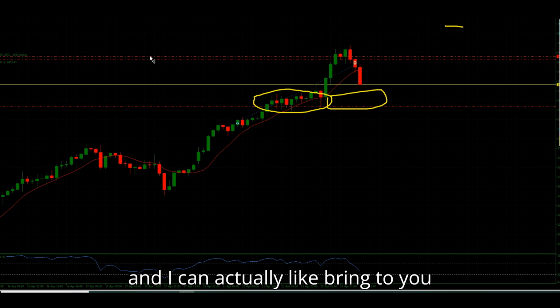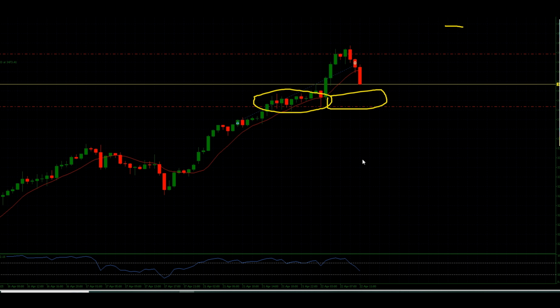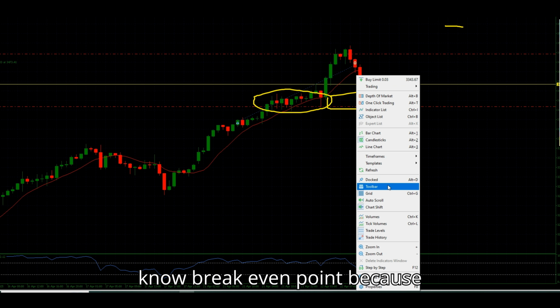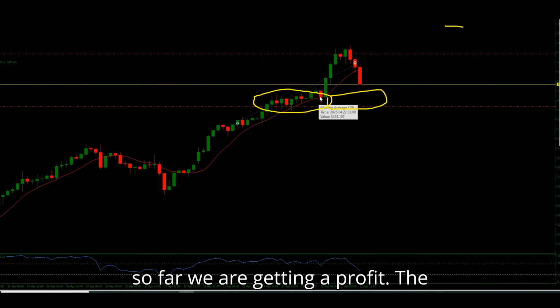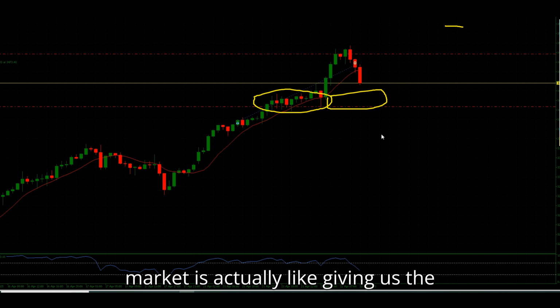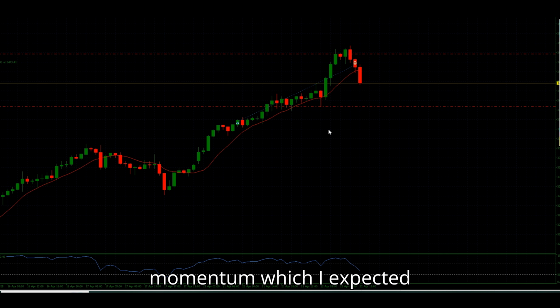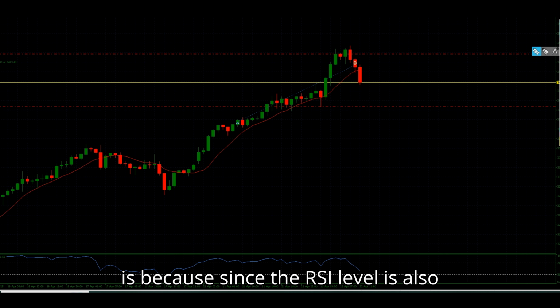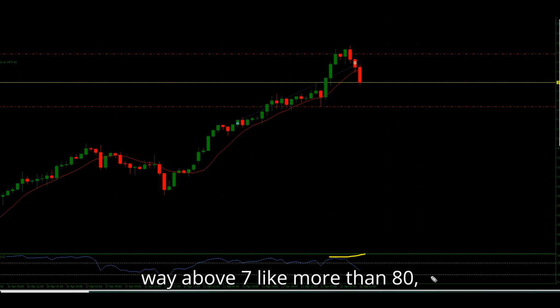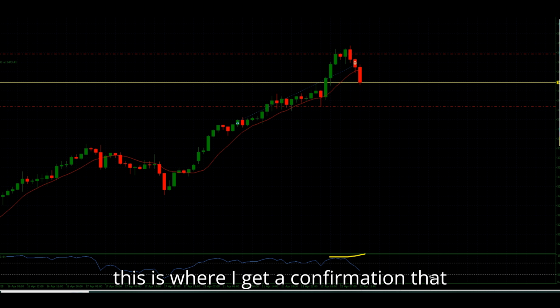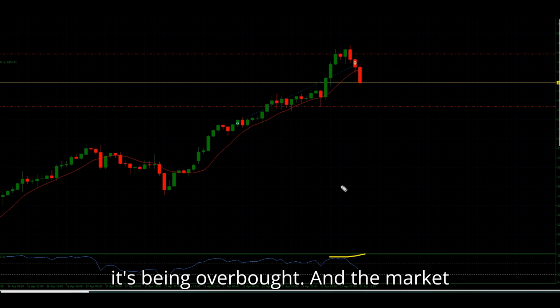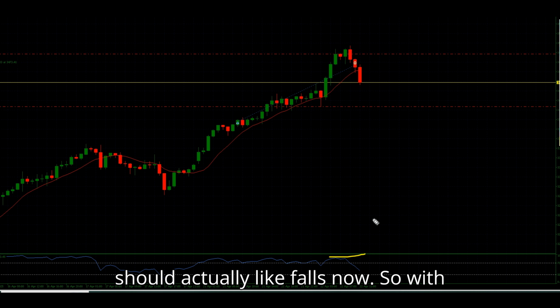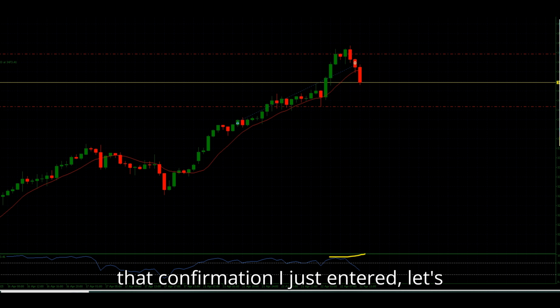And I can bring it to a break-even point, because so far we are getting a profit. The market is giving us the momentum which I expected. Also, I entered this position because the RSI level is way above 80, and this is where I got confirmation that it's overbought and the market should fall now. With that confirmation I just entered. Let's see how it goes.